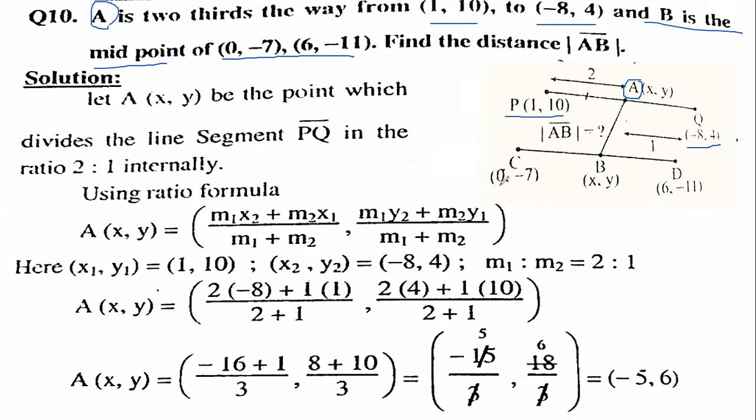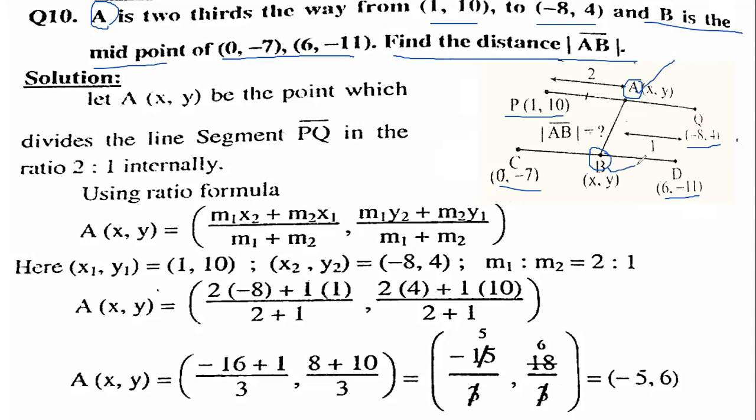So we have taken 0, -7 as the coordinates of C and 6, -11 as the coordinates of D. For this line segment, there is a point B, and that point B is the midpoint of CD. What they are asking us to find in this question is the distance AB. AB is a line segment, and we all know that to find the length of a line segment, we must know the coordinates of its endpoints. Here, coordinates of A are missing. Coordinates of B are also still missing.